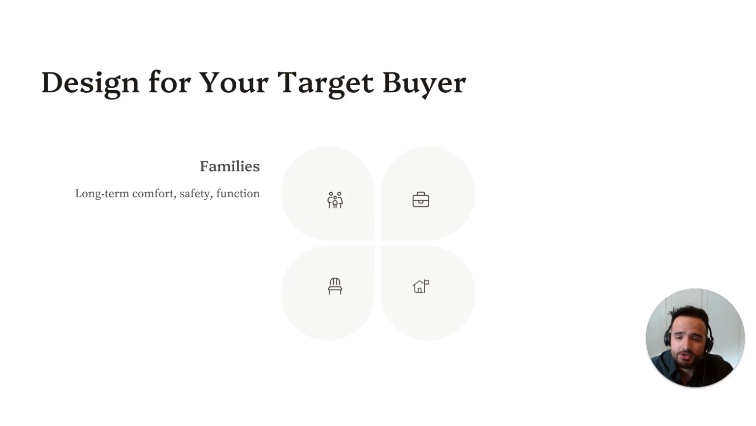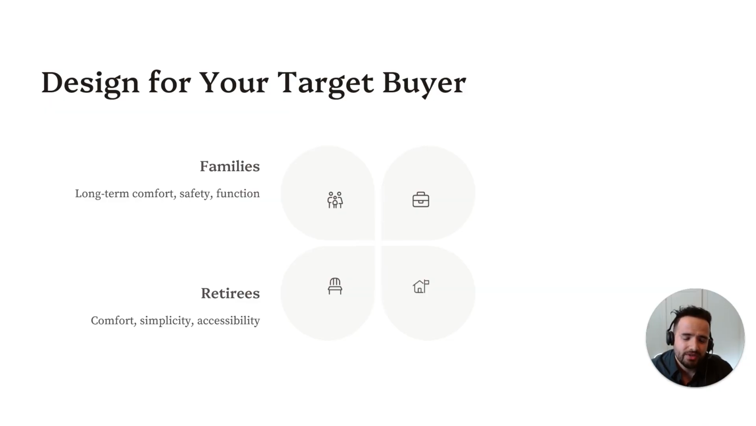First, families, especially with kids. Their goal is long-term comfort, safety, and function. What they want: lots of storage, open living space for supervision, and durable finishes. And if I give you a design tip, it would be to think about daily routines like laundry access and meal prep flow. Open accessible spaces are key.